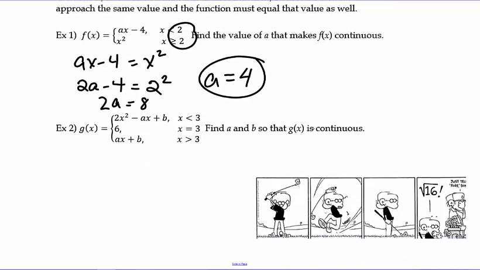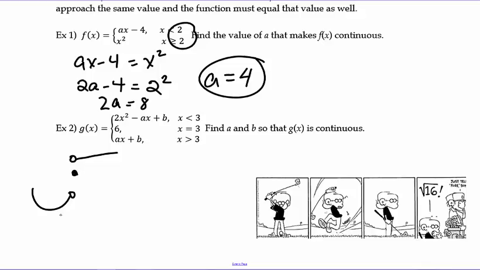All right, find a and b so that g of x is continuous. So this has 3 different pieces. When x is less than 3, I've got some kind of parabola, and then that's going to have a hole at the end of it. And then at 3, I've got 6, and then above 3, I've got another hole in a line. So this potentially could look something like that. Well, I want these 3 things to line up.